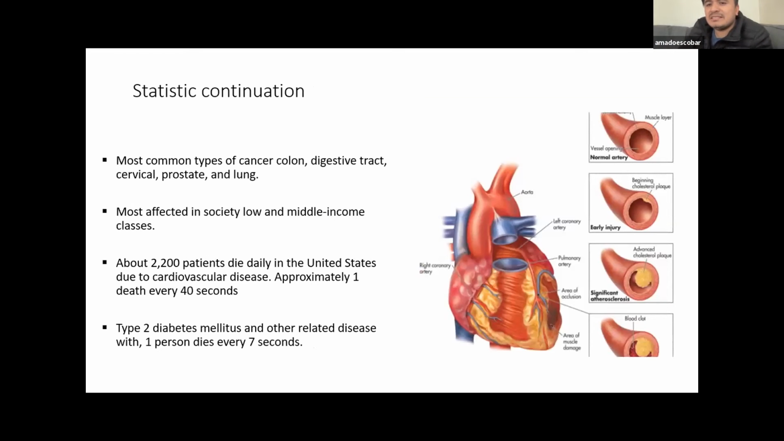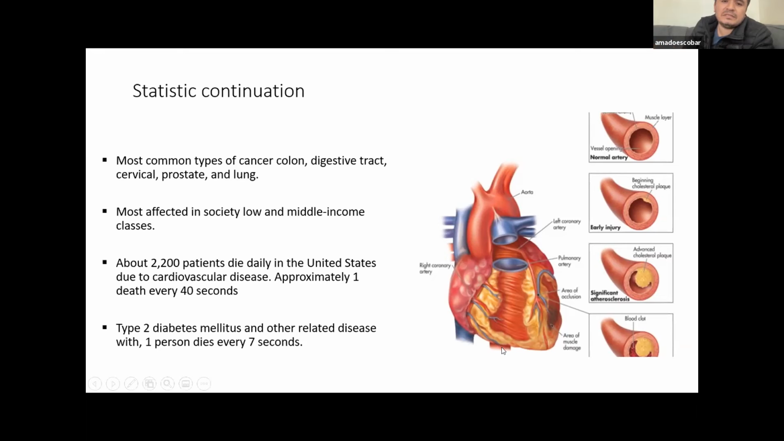I didn't integrate much into that slide, but I want to talk about cardiovascular disease and diabetes. About 2,200 patients die daily in the United States due to cardiovascular disease, which translates into one death every 40 seconds. Cardiovascular disease is the buildup of fat, cholesterol, and other substances in the arterial walls, which causes obstruction of the blood flow. Basically, flaxseed helps to reduce all of this.